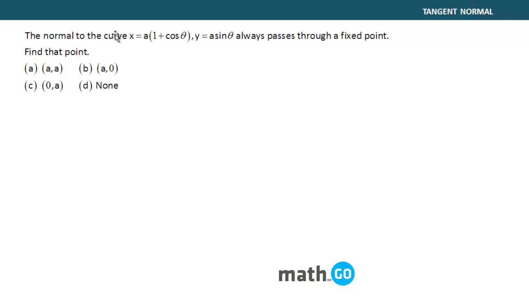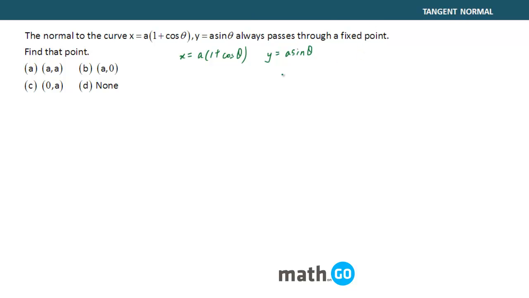Okay, so the next question is based on normal to the curve. It says that the normal to the curve passes through a fixed point. You have to find that point. Okay, and the 4 options are given to you as well. So first of all, the equation of the curve that is given to you is in parametric form, right? So this is x is equal to a(1 plus cos theta) and y is given to be a sin theta, right? So for the equation of the normal, what will we be asked to find?